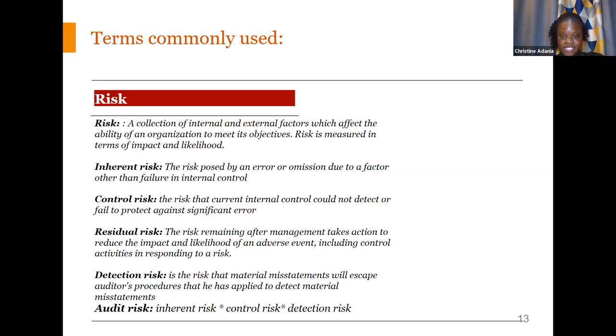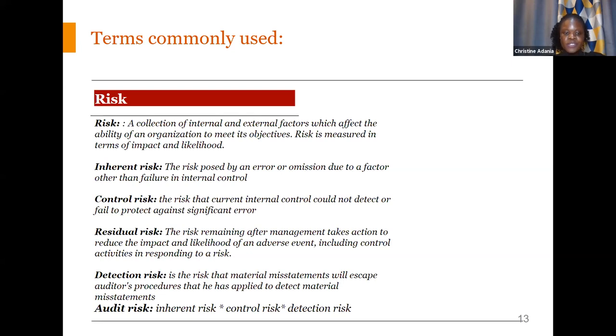A control risk is the risk that the controls that you have put in place may not detect or prevent errors or misstatements in the environment. So you've established your controls, but for one reason or another, they have missed their target. So that also presents a risk.